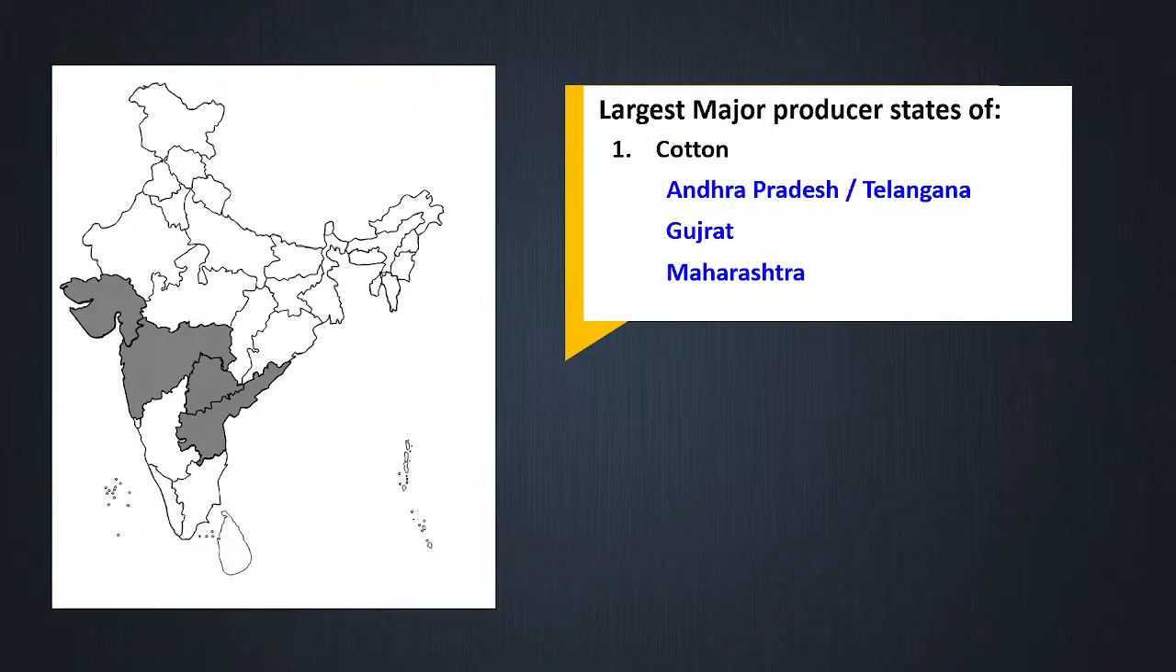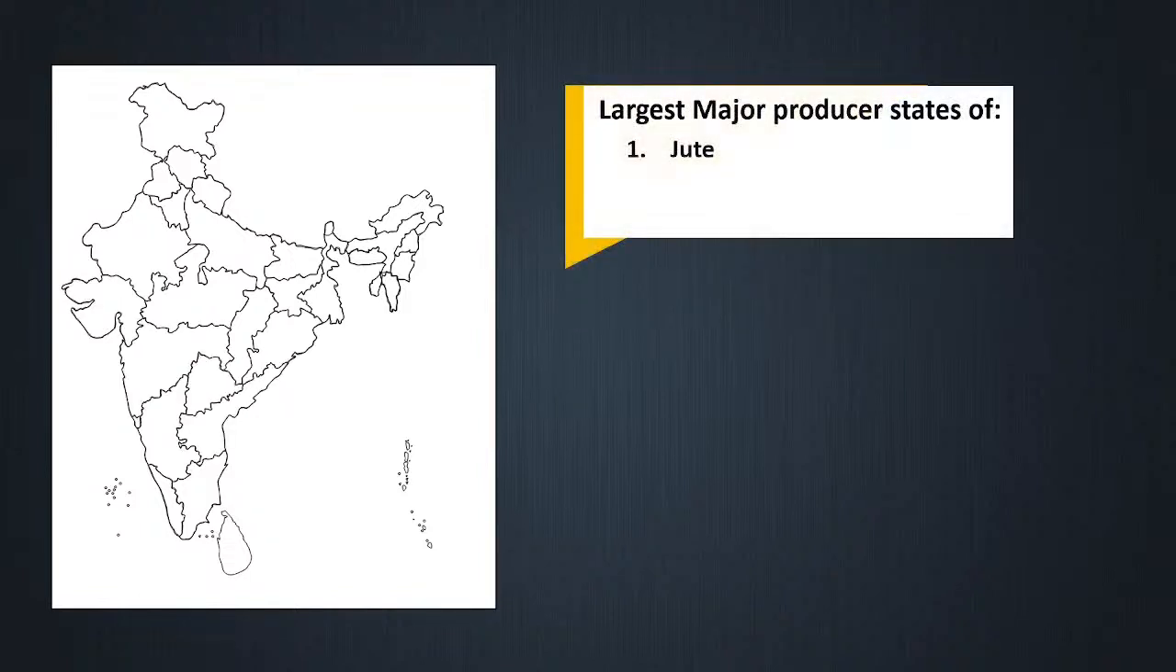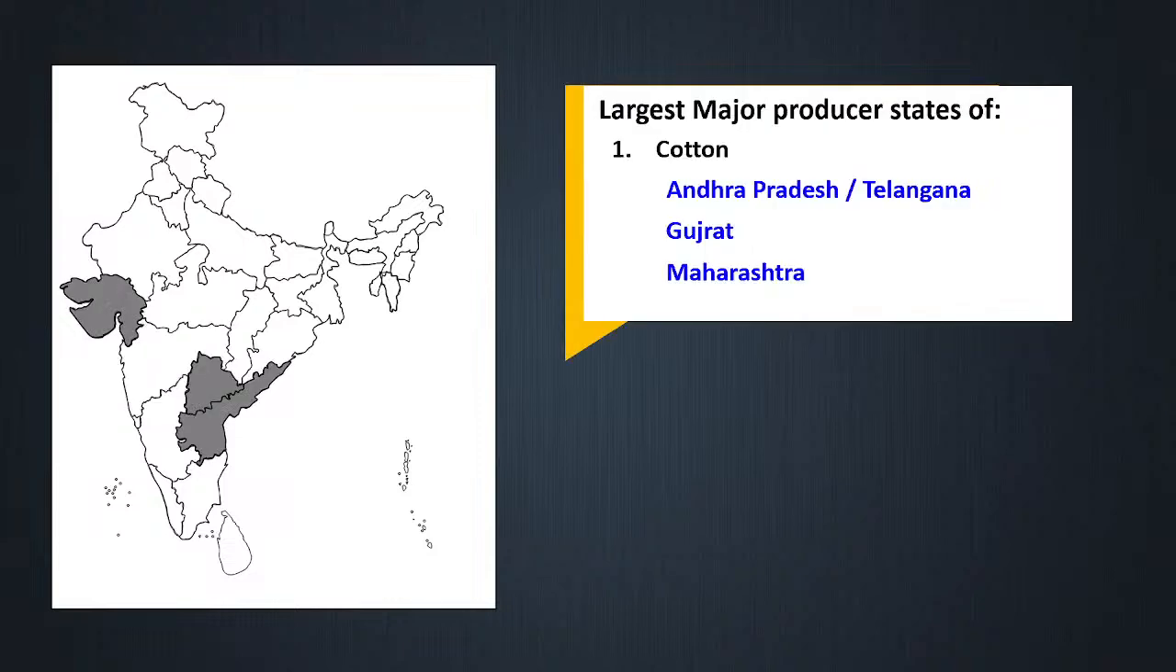Done? Okay. So after these four states, next jute. Which state? Hmm? West Bengal. Jute. West Bengal. Okay. So tell me, what are the crops you have written?